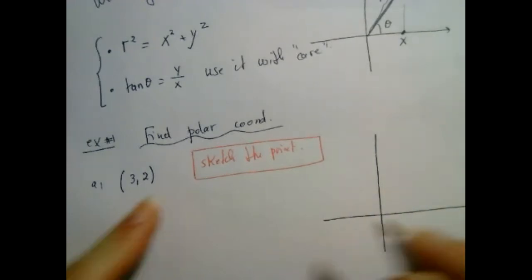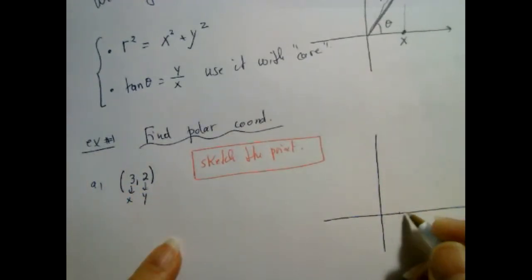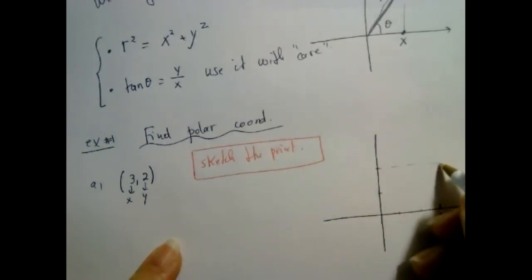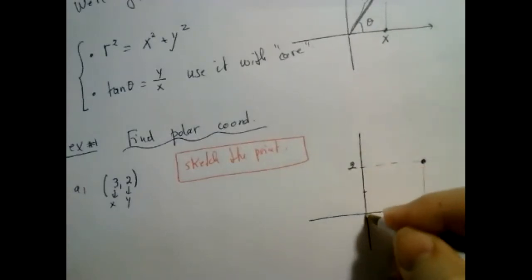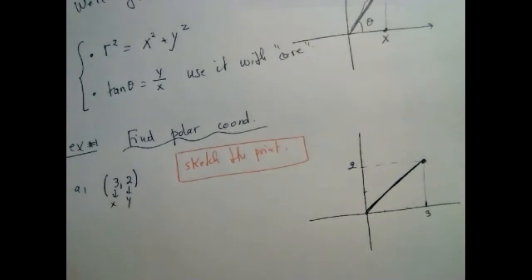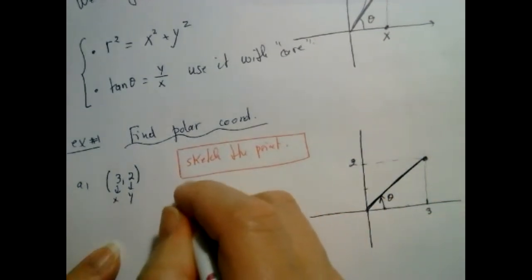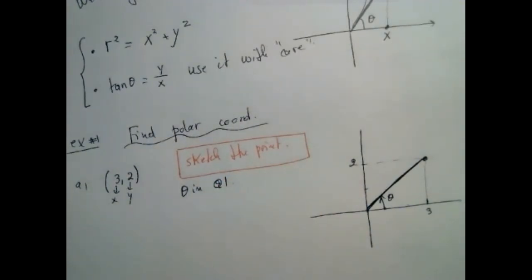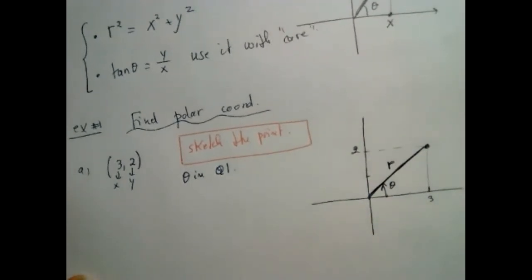So this is the X and the Y. This is 3, and 1, 2, 3, and 1, 2. So that's really the point. This is my theta, and my theta is in quadrant 1. Now we find the R. Honestly, just look at the picture.